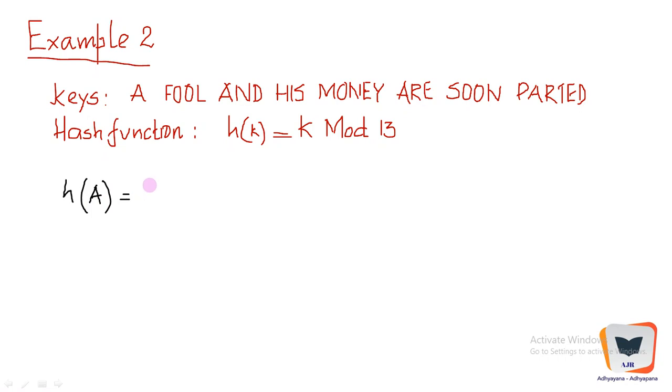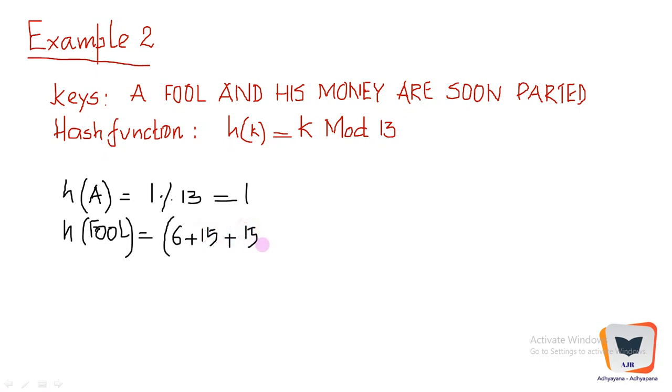H of a, the ordinal value of a is 1 mod 13, so we will get 1. Then h of FOOL is the ordinal value of F, that is 6, plus the ordinal value of O, that is 15, plus 15, and the ordinal value of L, 12, mod 13. So it is 15, 30, 30 plus 12 is 42, 42 plus 6 is 48, 48 mod 13. So this will give us 9. The hash value of fool is 9.